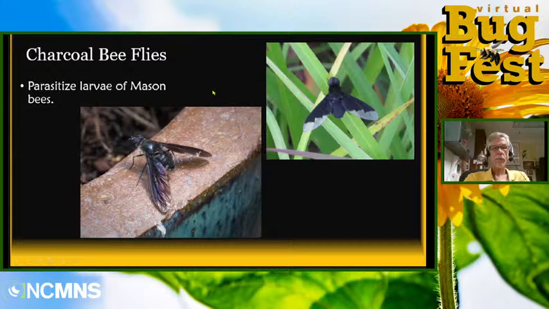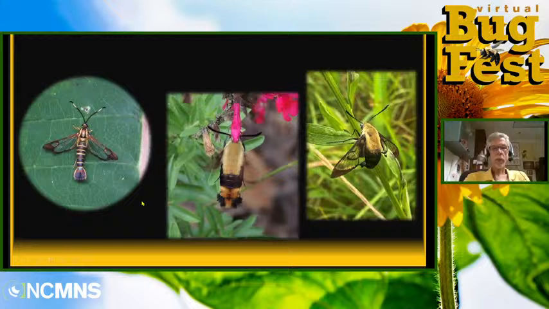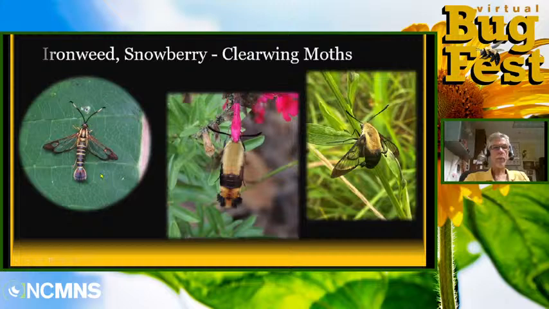And then here's a couple that I think of as bee or wasp mimics. The ones on the right, you're probably familiar with. People often think they're a hummingbird. You can see the one on the right when it's not hovering, it's got these clear wings, but they will go to flowers and feed just like a hummingbird, but it's a moth. And the one on the left is another moth. The one on the left is the ironweed clearwing moth, and the two on the right are called snowberry clearwing moth. The one on the left, when I saw it the first time, I thought it was another wasp.